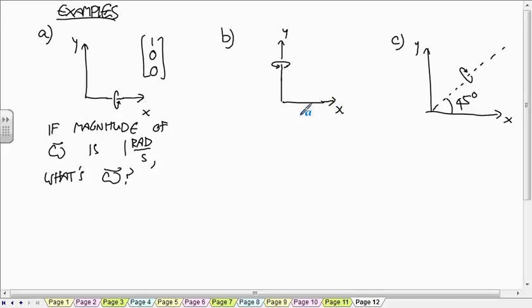But so this one is 0, -1, 0. And this one is -0.7071, -0.7071. And what if instead of having a magnitude of 1, it had a magnitude of 50 radians per second? What would the vector be? Just 50 times this. So, you know, -35, -35, 0.